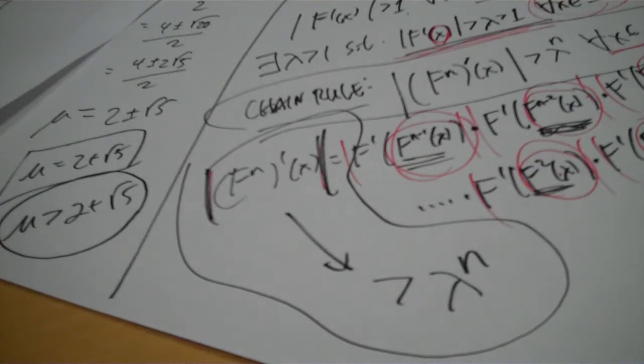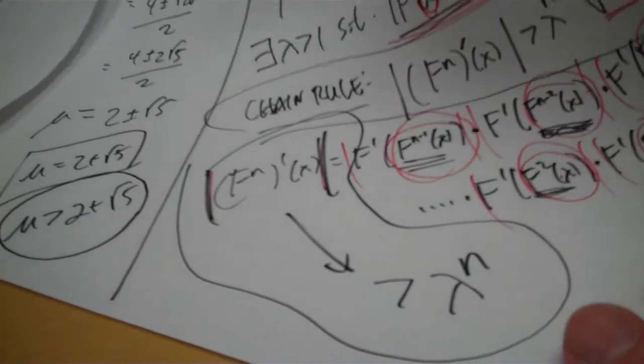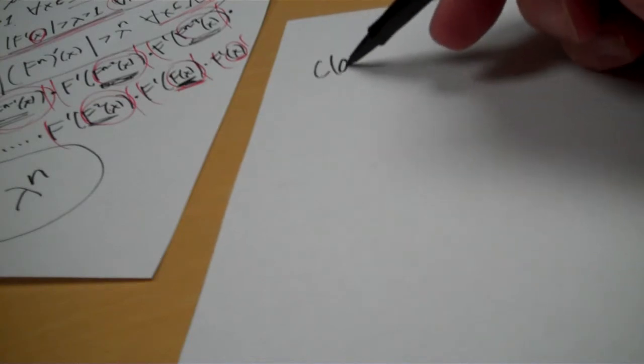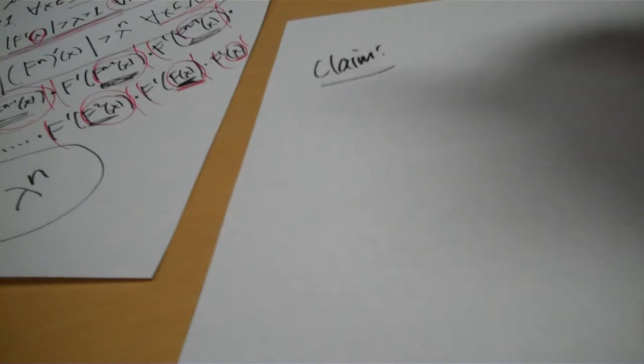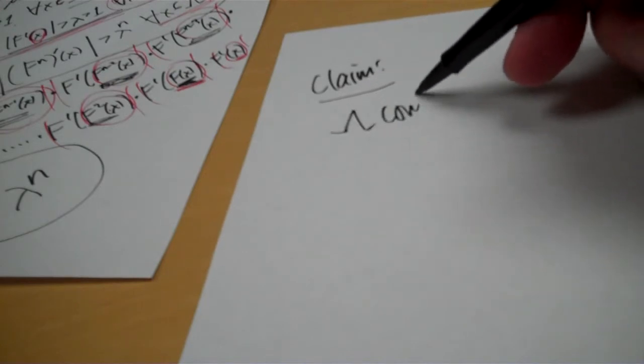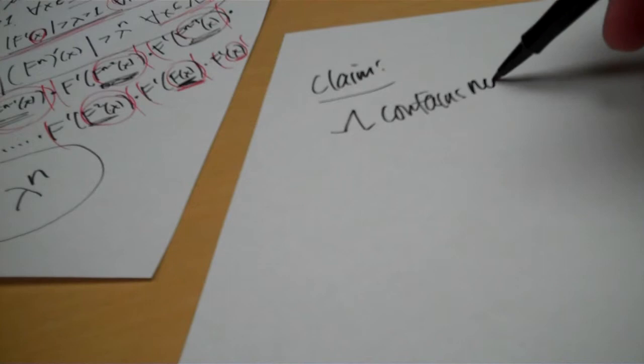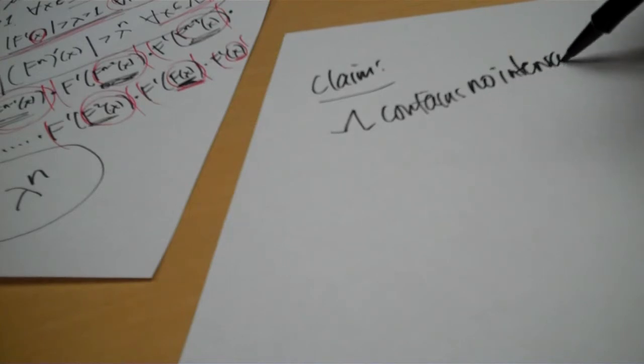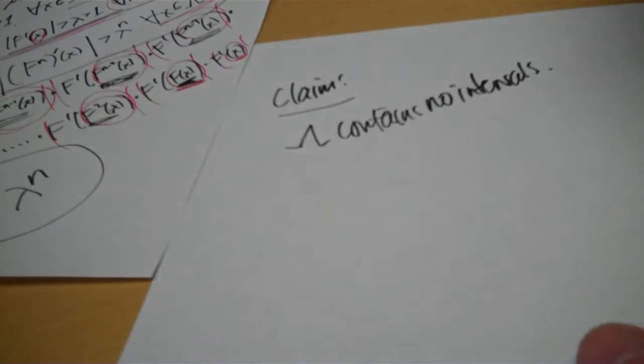Okay, well, what is that good for? What we want to do is we claim that lambda contains no intervals. Containing no intervals means totally disconnected, which is our property number 2.